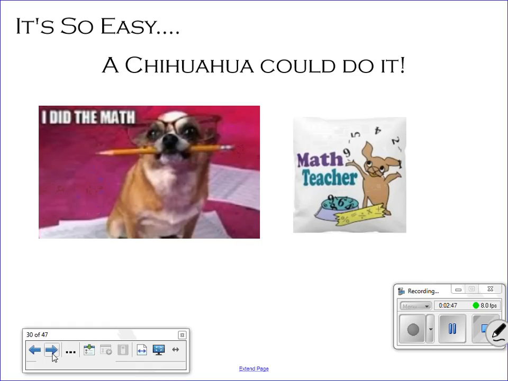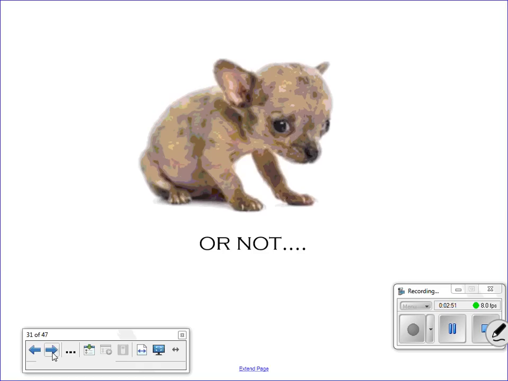Okay? It's so easy, a chihuahua can do it. Or maybe not. That chihuahua looks really scared. But a chihuahua couldn't obviously do this.